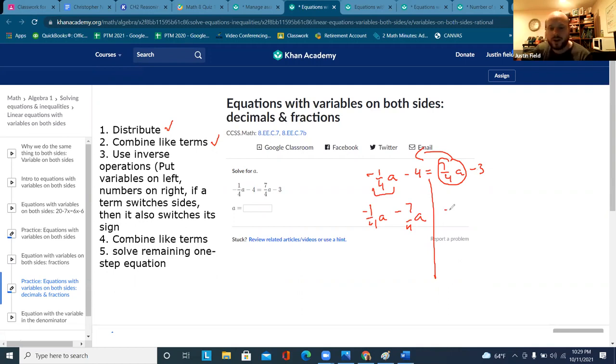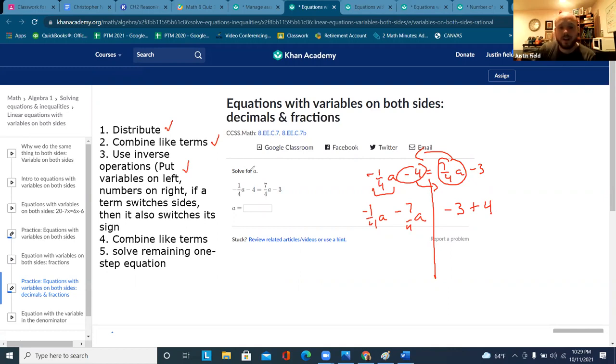This negative 3 is already on the right, just going to bring it down, just going to rewrite it. But this negative 4 is moving over to the right. It's negative on the left where it is, it will be positive on the right where it's going. All right, step 3 was a big one, but I'm done.